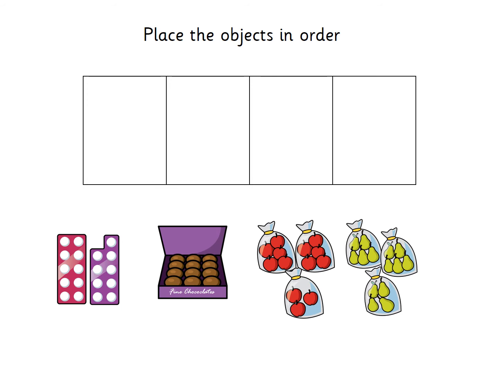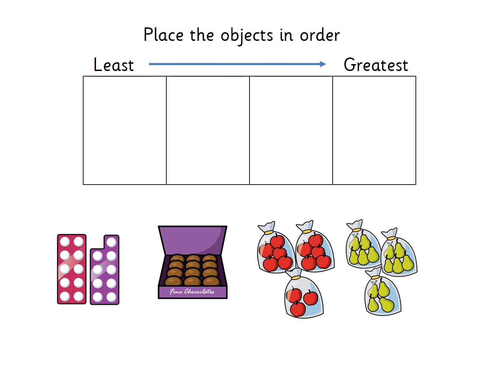Let's see how many pairs we've got. 5 and 5 is 10 at the top, so 10 pairs at the top. 11, 12, 13, 14. 14 pairs. So you need to write the numbers 19, 12, 13 and 14. So we've got to place the objects in order, starting with the least to the greatest.